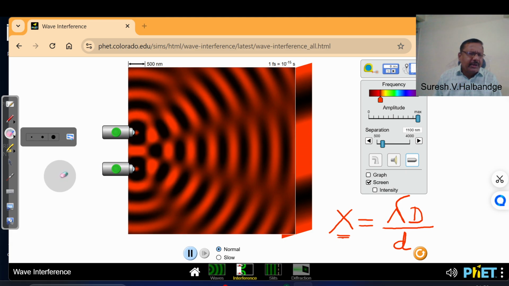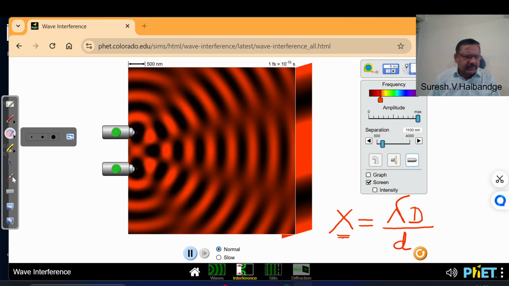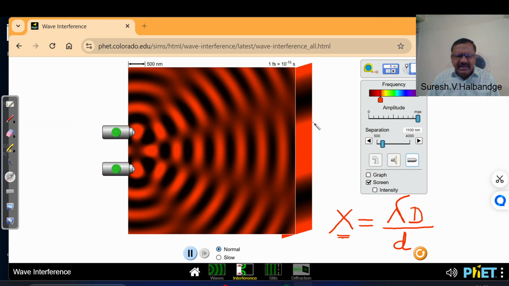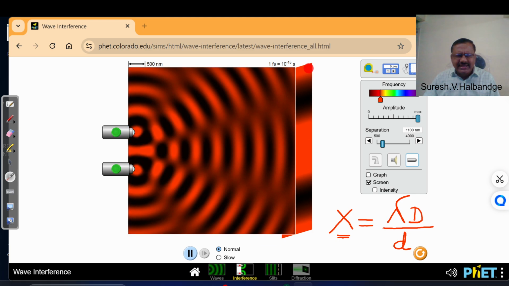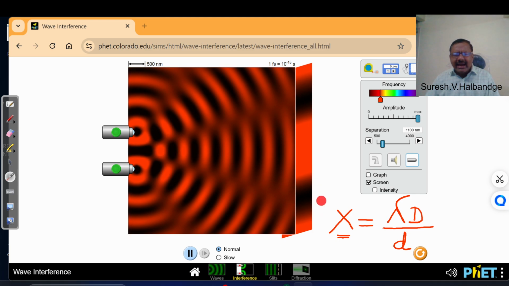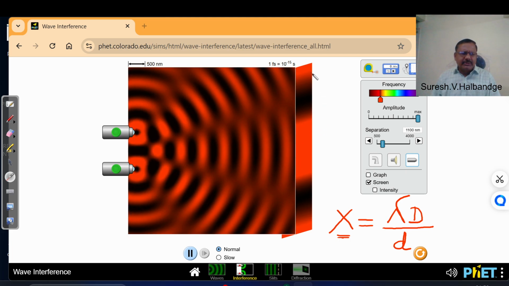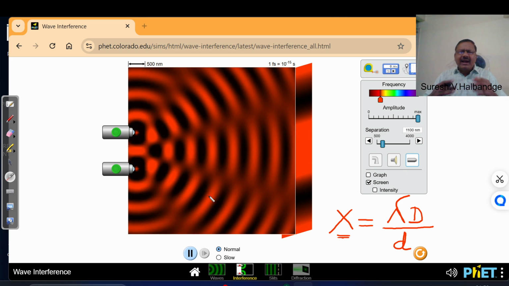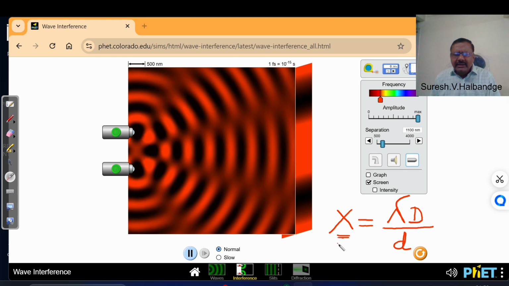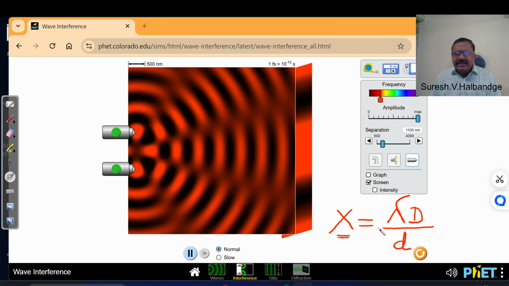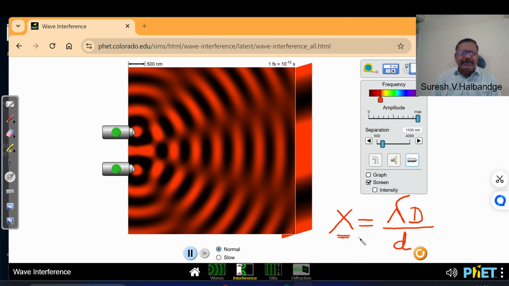And because of the interference on the screen, you observe, this is the bright band, this is the dark band, again this is the bright band. So dark, bright, dark, bright. In this way there are alternate bright and dark bands observed on the screen. Now here the bandwidth X is equal to lambda into capital D by small d. We can see the wonderful animation here.